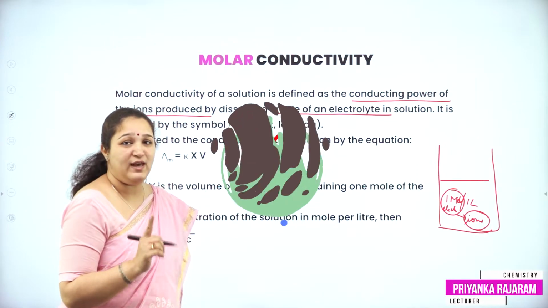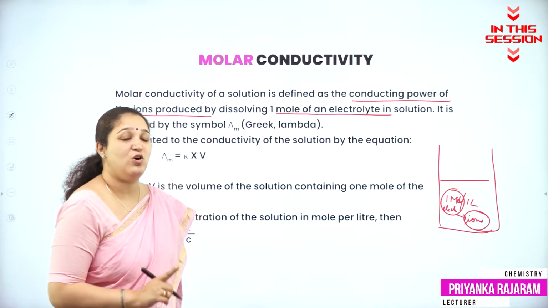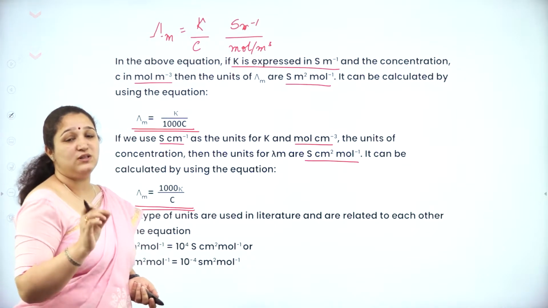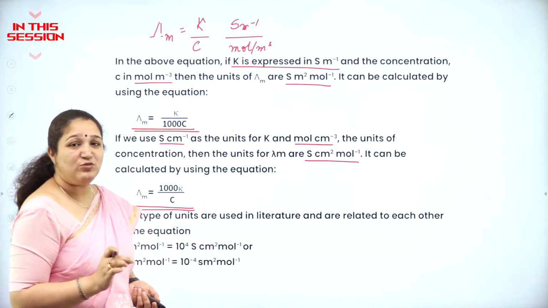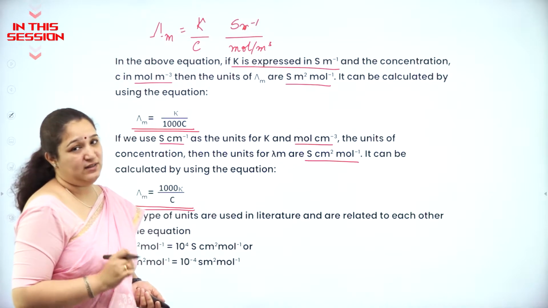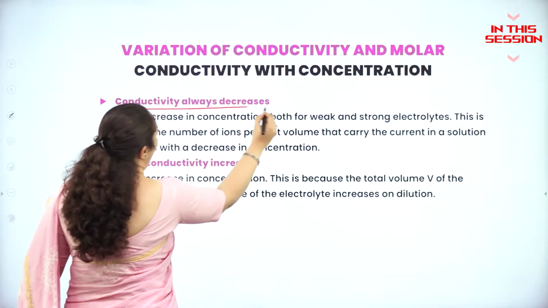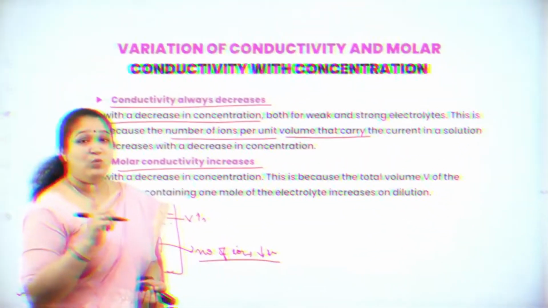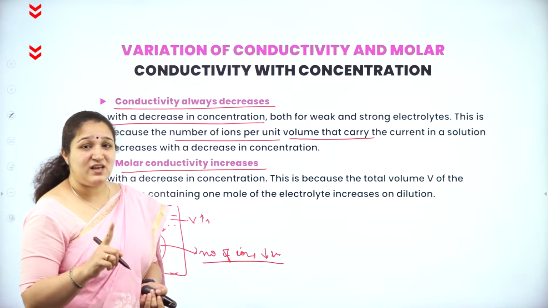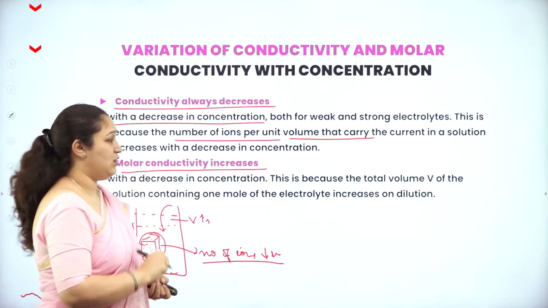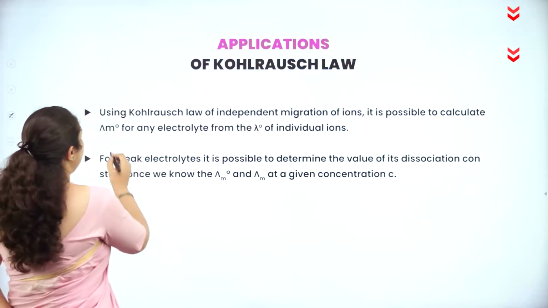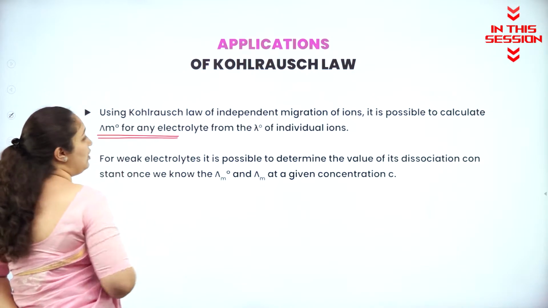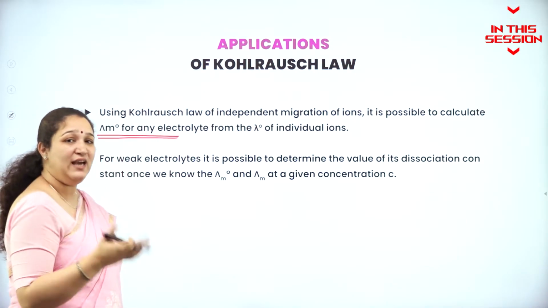1 mole of the electrolyte in the solution is called molar conductivity. Lambda m is equal to 1000 kappa by C, for calculation of molar conductivity. Conductivity always decreases with a decrease in concentration. Molar conductivity increases with a decrease in concentration. It is possible to calculate the limiting molar conductivity of any electrolyte.